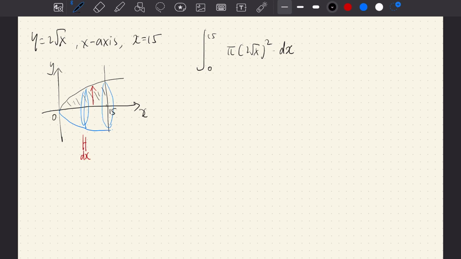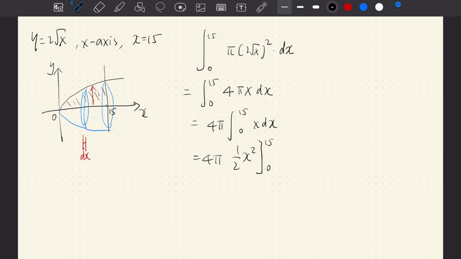Now we can proceed to evaluate this definite integral. Here we have 4 pi x dx. You factor the 4 pi out, and then you have the integral of x dx, so you have 4 pi times 1/2 x squared. This is just using the power rule. Evaluating from 0 to 15, you have 4 pi times 225 over 2 minus 0 over 2. So this is equal to 450 pi.